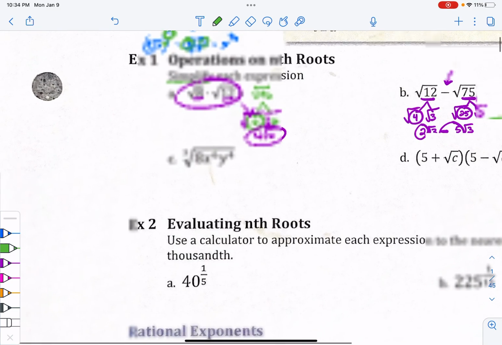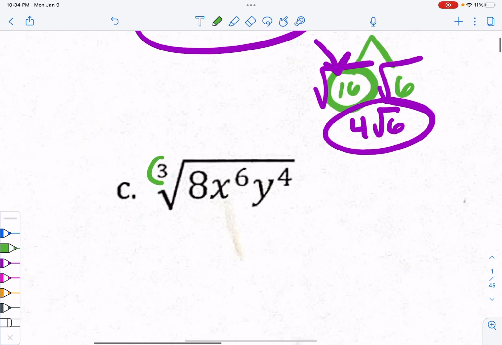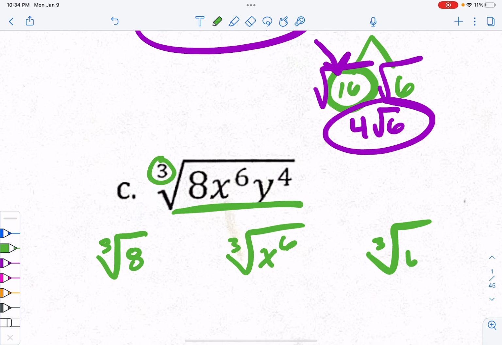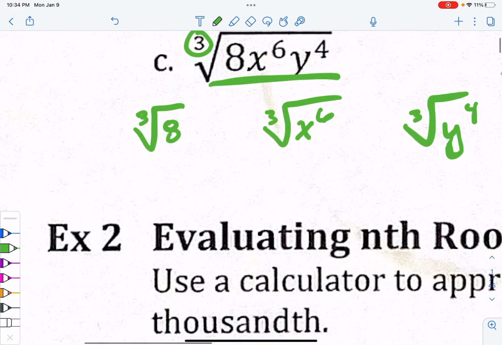All right, let's go on to this next one. Okay, this one is a cubic root, okay? And we have lots of junk going on underneath of here, okay? So what we're going to do is break it down, and we're going to do the cubic root of 8. And then we're going to do the cubic root of x to the 6th power over here. Then we're going to do the cubic root of y to the 4th power over here, and we're going to slam it all back together when we're done doing the individual pieces, okay?